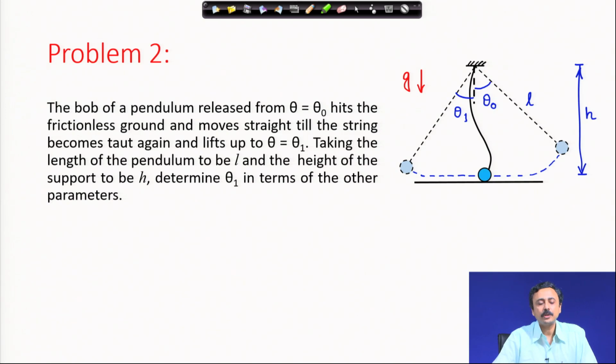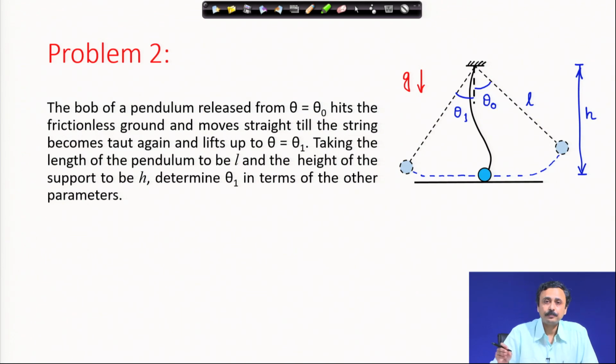Let us go over to the next problem. The bob of a pendulum released from theta equal to theta naught, you can see in the figure, hits the frictionless ground and moves straight till the string becomes taut again and lifts up to theta equal to theta 1.